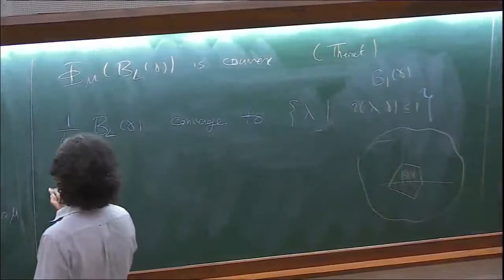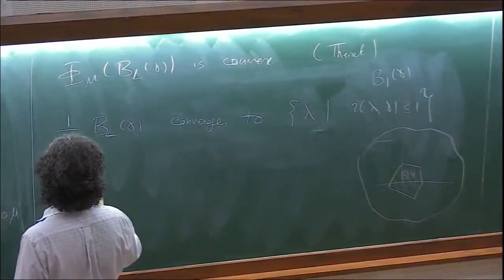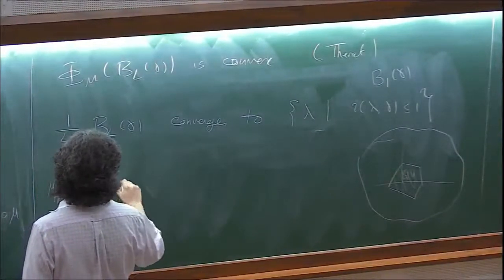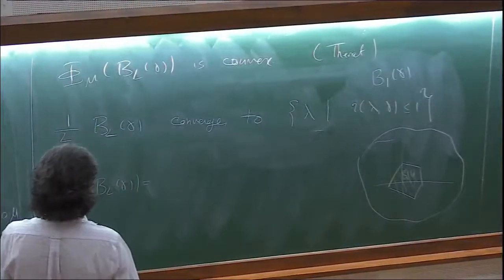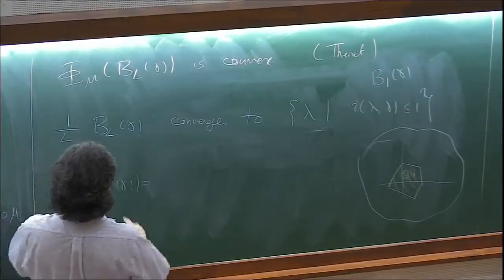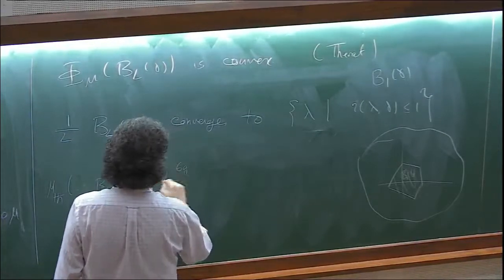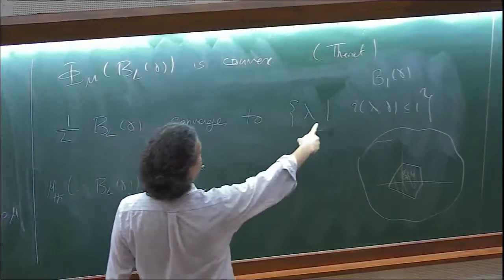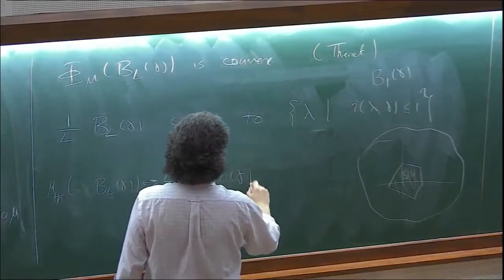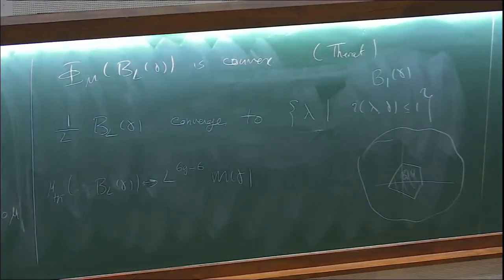So the Thurston volume of 1 over L, this BL gamma, since you have 1 over L here, is L to the power of 6g minus 6 times the volume of this, which is M of gamma. And that's where the constant M of gamma comes from.